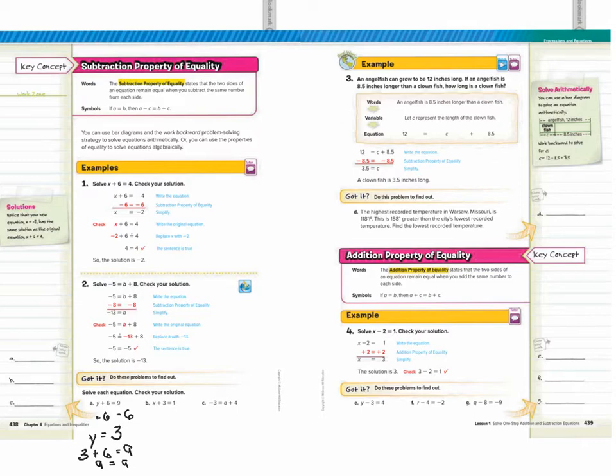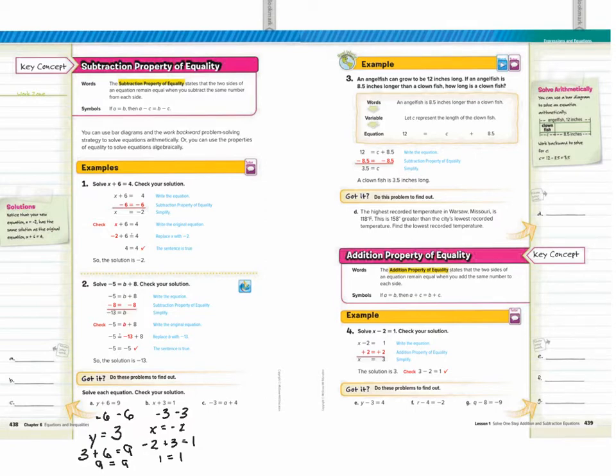X plus 3 equals 1. We're going to subtract the 3 on both sides. X equals 1 take away 3 is -2. So let's substitute. -2 plus 3 equals 1. Yep, -2 plus 3 equals 1. 1 equals 1.